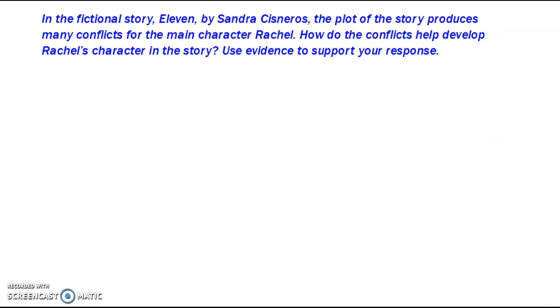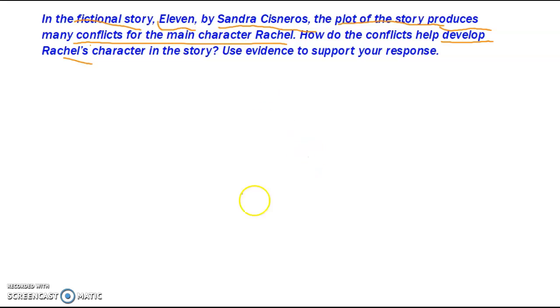Okay, so let's tag it. In the fictional story "11" by Sandra Cisneros, so we are looking for a title. Our title is "11." We need our author, Sandra Cisneros, and we need our genre, and we have all three so we can use them. Then we need our information. So we need to know how the plot of the story produces conflicts for our main character, Rachel. And then how the conflicts help develop Rachel in our story. And then we need to support it with evidence and our thoughts.